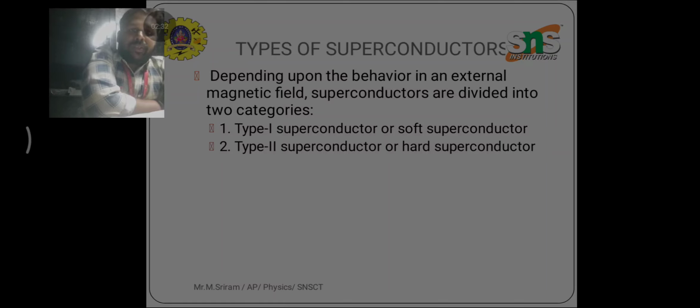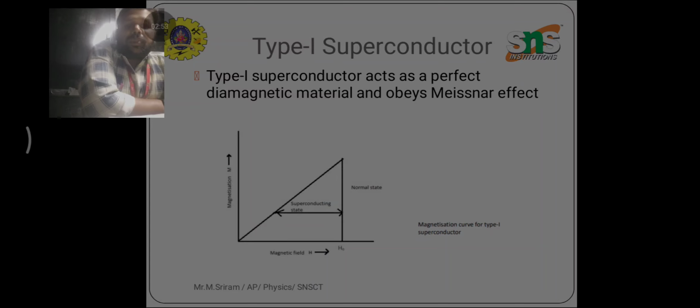Next, types of superconductors. Based on the critical magnetic field, there are two types of superconductors: type 1 superconductors and type 2 superconductors. A type 1 superconductor is one which exhibits the complete Meissner effect, or perfect diamagnetism. Above the critical field Hc, the specimen is a normal conductor. Below the critical field, the specimen excludes the magnetic lines of force from inside the specimen, and it becomes a diamagnetic material.